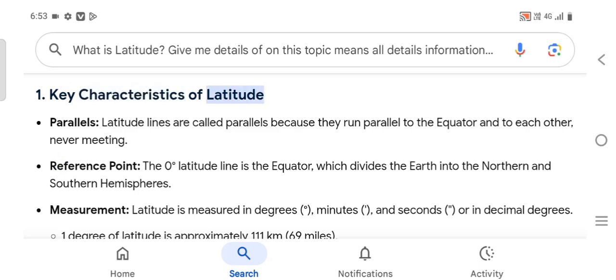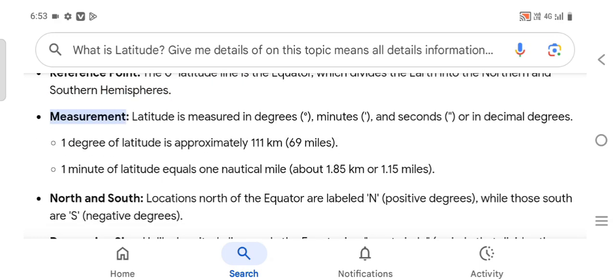1. Key characteristics of latitude. 1. Parallels. Latitude lines are called parallels because they run parallel to the equator and to each other, never meeting. 2. Reference point. The 0 degrees latitude line is the equator, which divides the Earth into the northern and southern hemispheres. 3. Measurement. Latitude is measured in degrees, minutes, and seconds, or in decimal degrees. 1 degree of latitude is approximately 111 kilometers, 69 miles. 1 minute of latitude equals 1 nautical mile, about 1.85 kilometers or 1.15 miles.